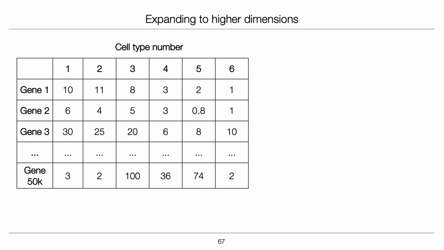We can even expand to higher dimensions. For a typical PCA analysis of RNA-seq data, we can have up to 50,000 genes, which would include both protein coding and non-coding genes. That would give us 50,000 dimensions. But don't you worry, because your computer will happily perform PCA in the same way, except it's going to take a bit longer.